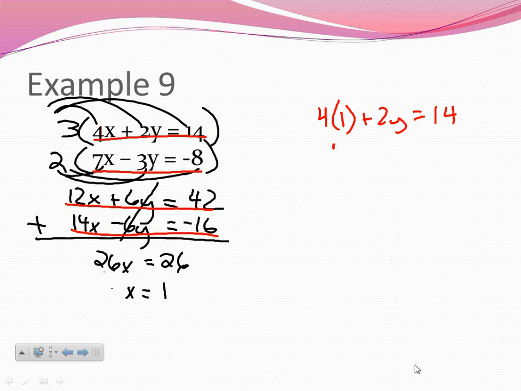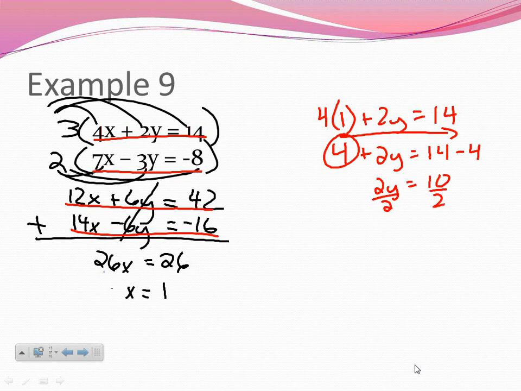Equals 14. So 4 plus 2y equals 14. So 2y equals 10. And when you divide by 2, y will equal 5. So your point's going to be (1, 5). Questions? That was pretty simple. Did everybody understand why I times by 3 and why I times by 2? Okay. So 2 more examples, then we'll be done.